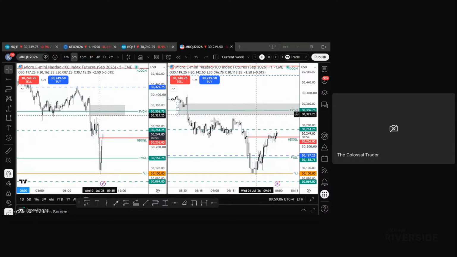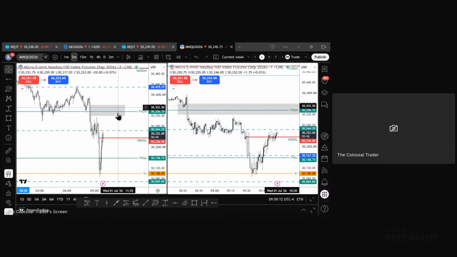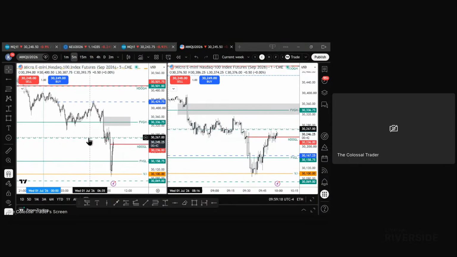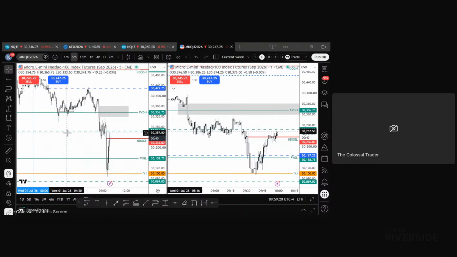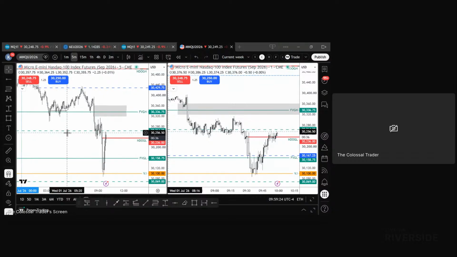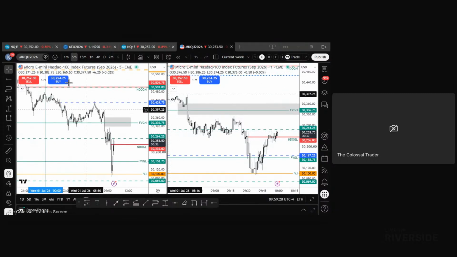Okay. So this level here to me looks nice. I like this 5-minute fair value gap here. Can I hit this, create some type of structure, and then drop? That's what I'm looking for. I really wouldn't want to see it because US 30 is already pushing higher, so I really don't want to see NASDAQ go above.